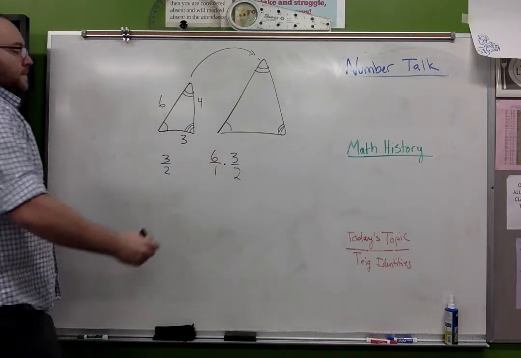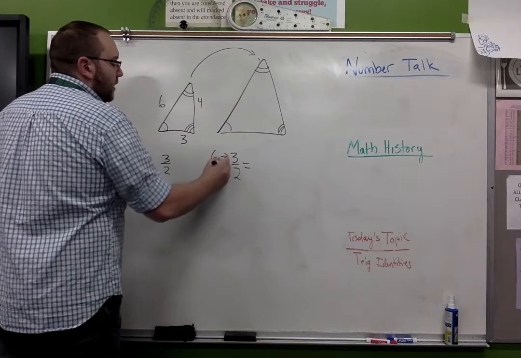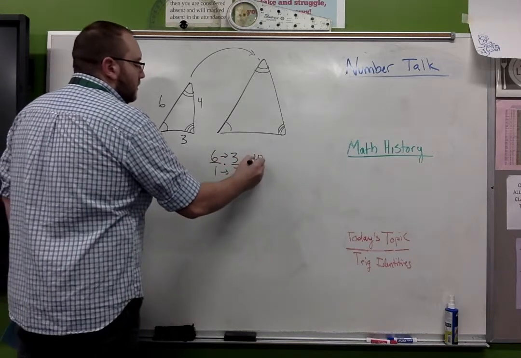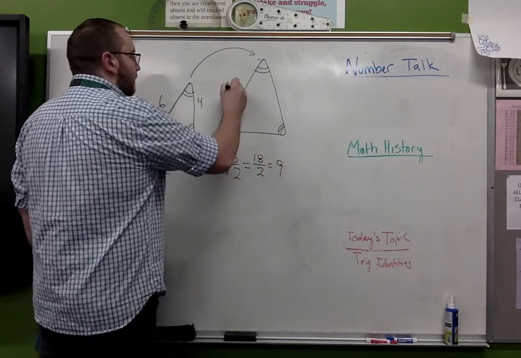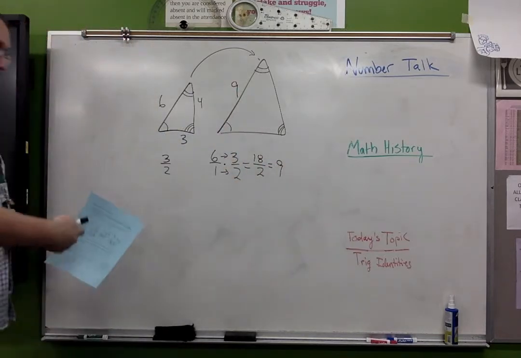Okay? When we multiply fractions, we go straight across. 6 times 3 is 18. 1 times 2 is 2. 18 divided by 2 is 9. That side's 9, which it was.